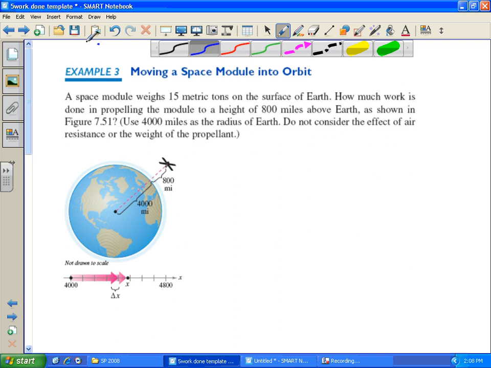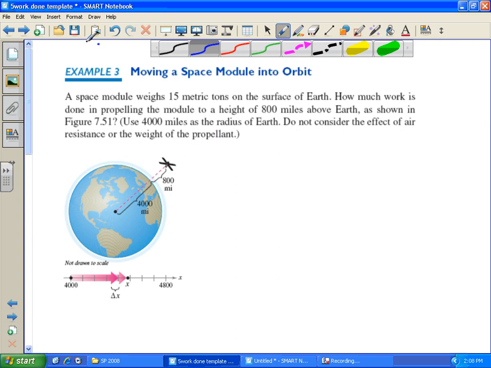So the question is asking how much work is done in propelling this module to a height of 800 miles above the Earth. And again, it's given that the radius of the Earth is 4,000 miles. And it's also given that the space module weighs 15 metric tons on the surface of the Earth.